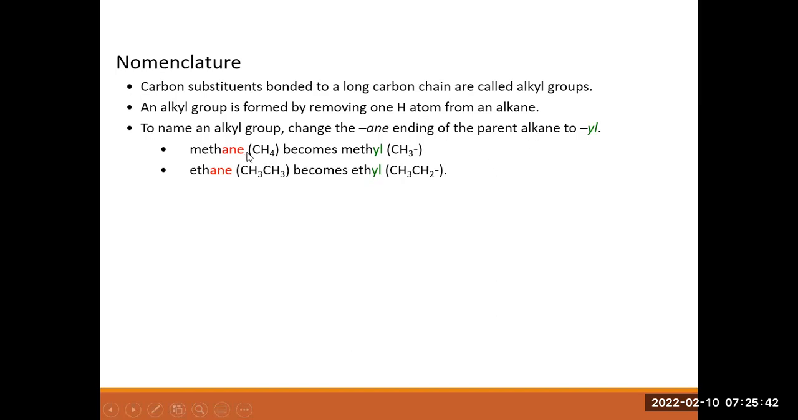To name an alkyl group, all you have to do is drop the A and E and change it to YL. For example, methane, drop one hydrogen, that becomes CH3. Therefore, this becomes methyl. For ethyl, ethane, for example, this is C2H6, I'm sorry. So you drop one, it becomes C2H5. Therefore, your ethane becomes ethyl.